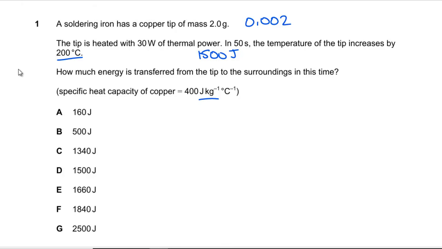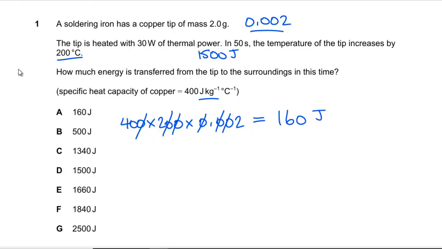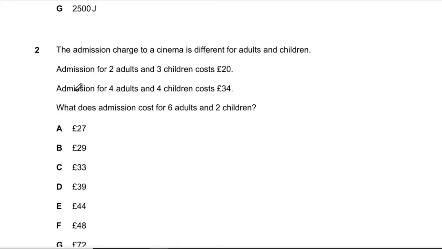So what do we need to go up by 200 degrees C for a pretty small soldering iron tip? So we need 400 times 200 times 0.002. Let's tidy up some zeros here. So we've got 4 times 40. So we only need 160 joules and we've put in 1500. So we've lost 1340. So that's C.